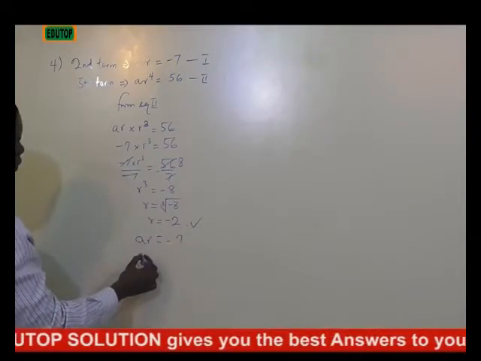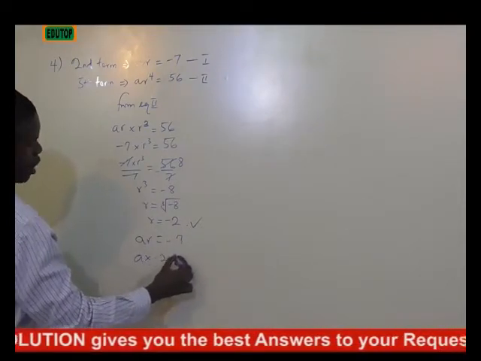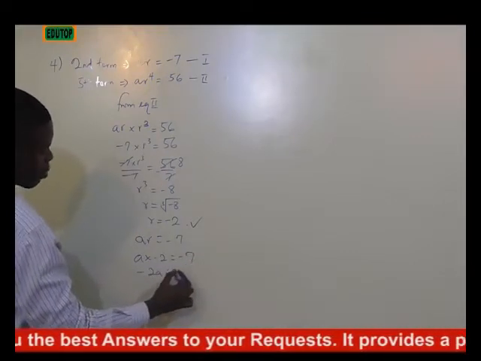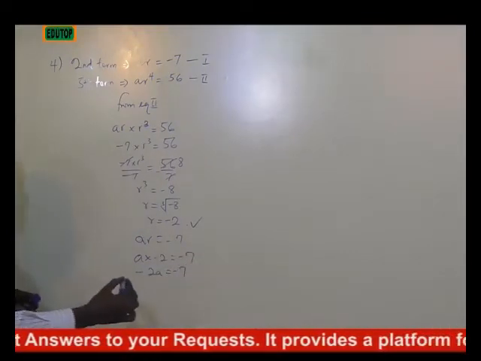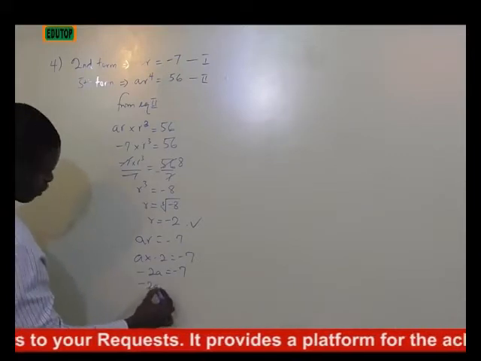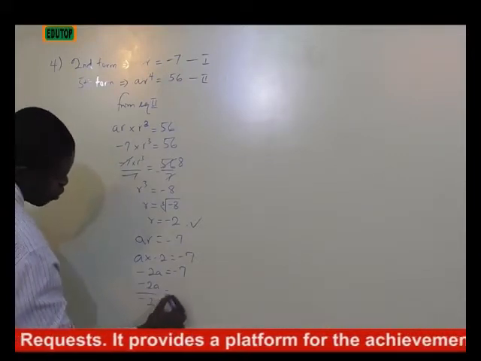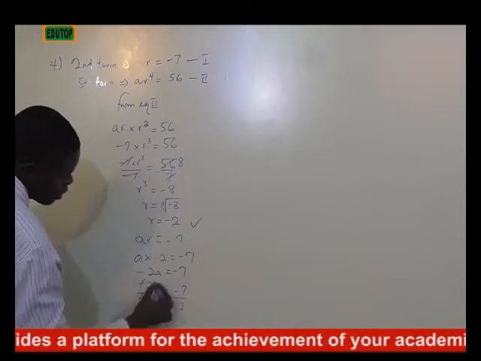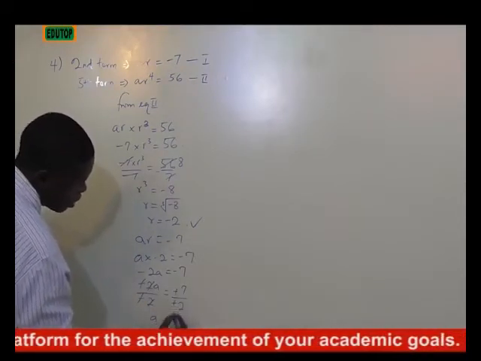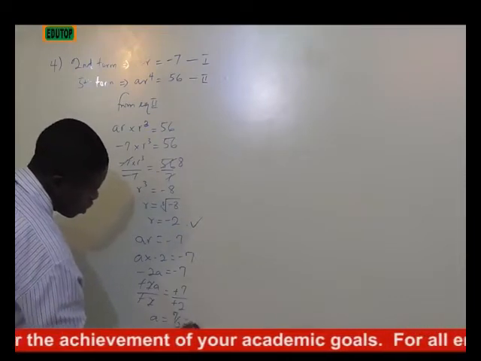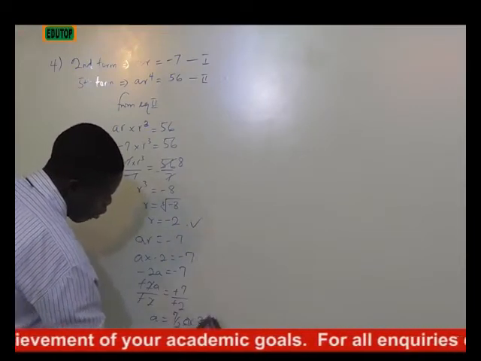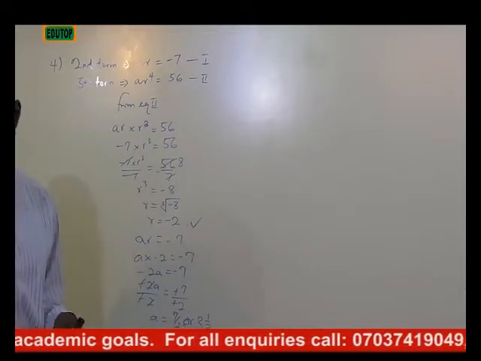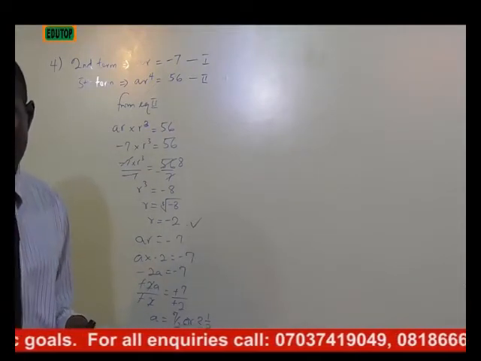Let's substitute that. So you have A times minus 2 equals minus 7. So that becomes minus 2A equals minus 7. Dividing both sides by minus 2, we're going to have minus 7 over minus 2. And this cancels this. So your A will definitely be 7 over 2, which is 3 whole number 1 over 2. So that is the answer to the B part of the question.